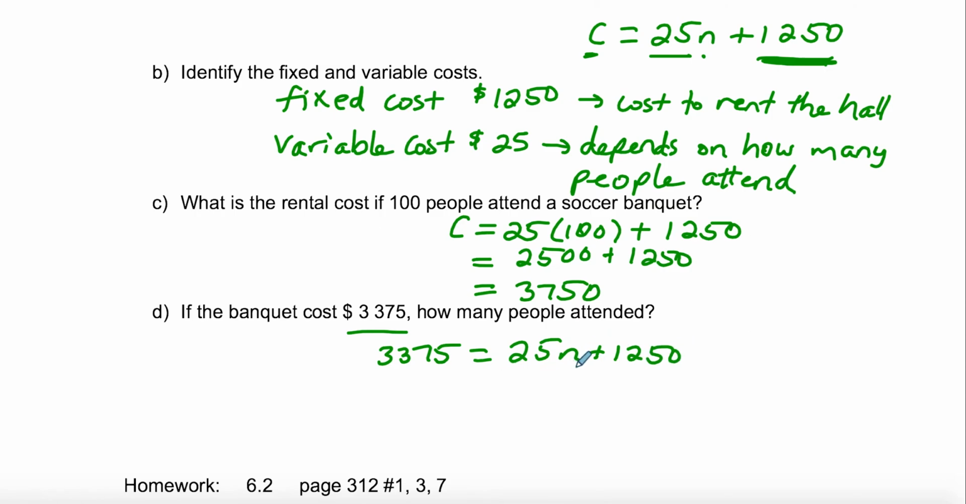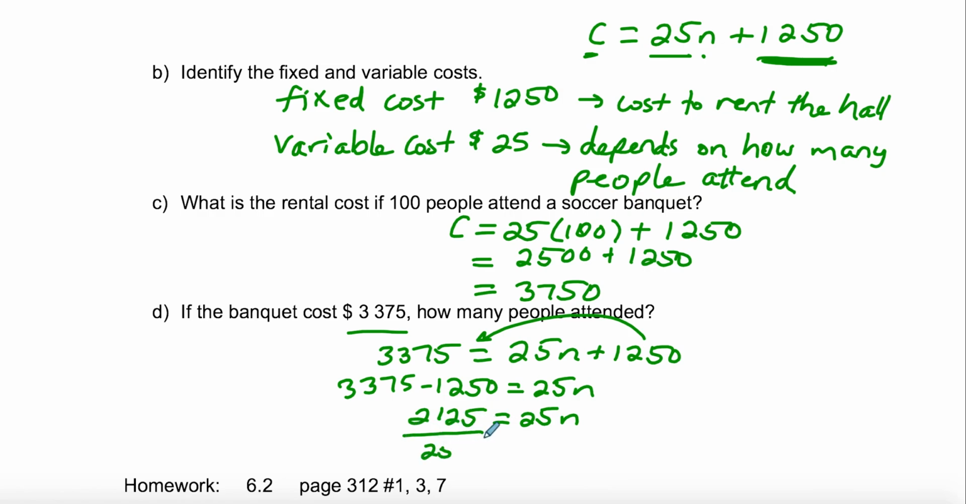So I need to isolate the N. First thing I would do would be to move the 1,250 to the left. So I'd have to subtract it. And then when I subtract those two numbers, I get 2,125. Divide both sides by 25. So 85 equals N. So therefore, 85 people attended if it costs $3,375.